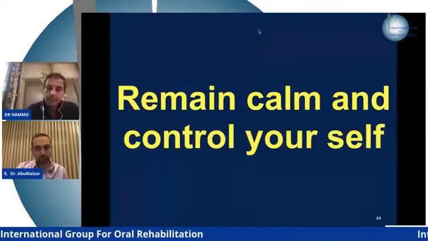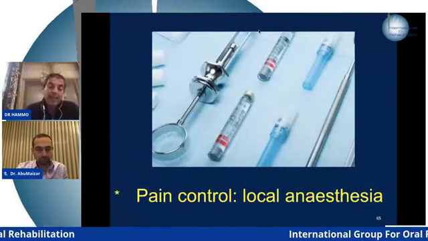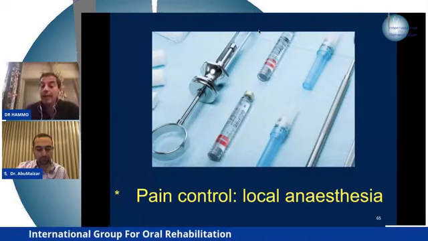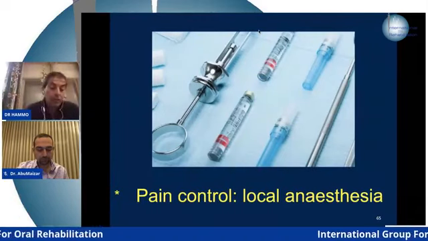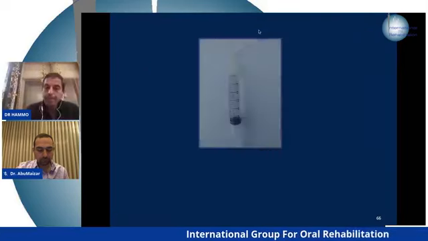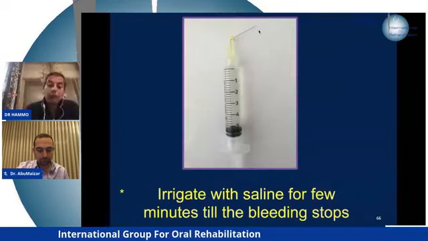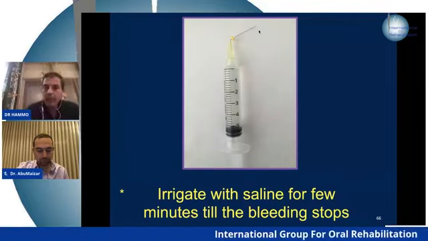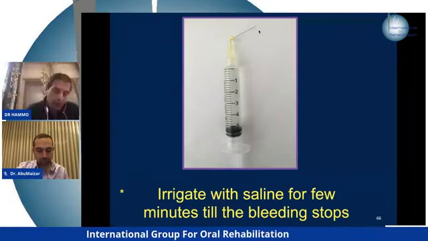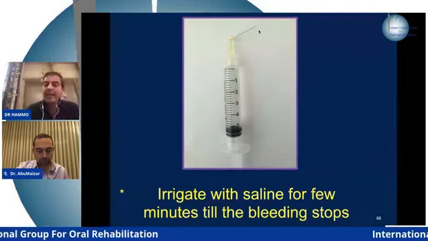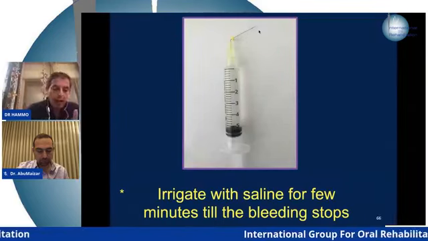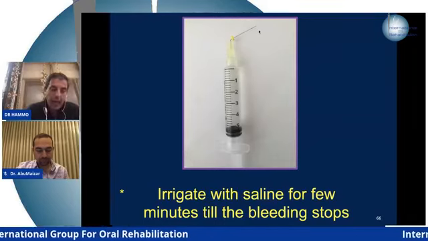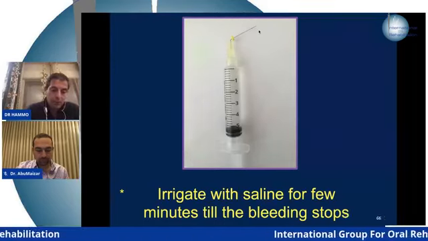Next. Because the patient is feeling a lot of pain, we have to control the pain. So local anesthesia is recommended. Give the patient local anesthesia. Next, I have to dilute the sodium hypochlorite. So I will irrigate with saline slowly and gently for a few minutes till the bleeding stops. So now my patient is feeling better. There is no pain and the blood stopped. So next step.